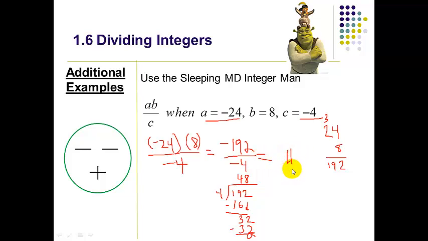But now let's look at our sign. Woo, big one. A negative divided by a negative. Cancel those out, and you're left with a positive. I'm going to go ahead and look at another way of solving that.